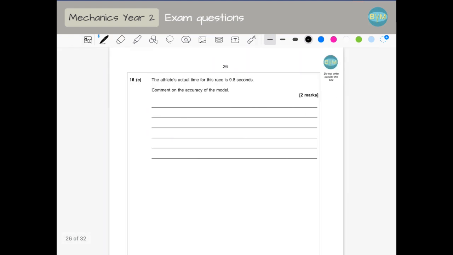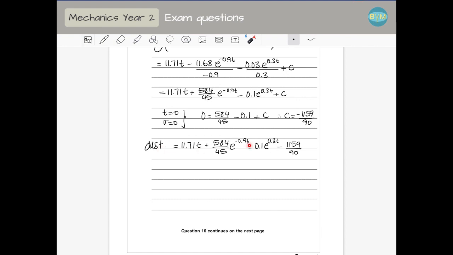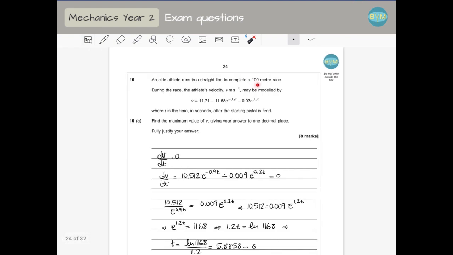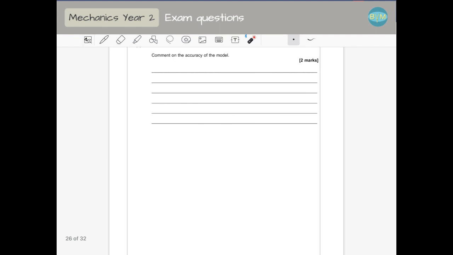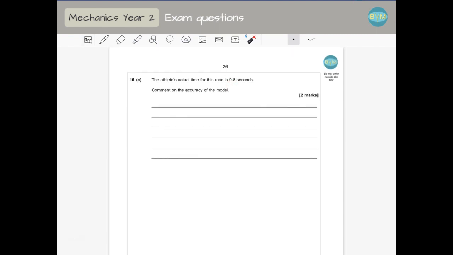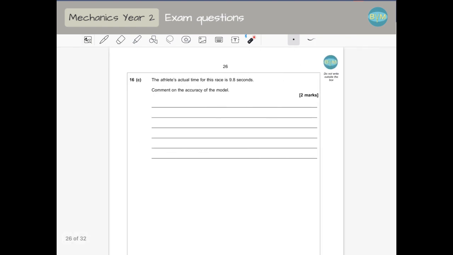And the next part, it says the athlete's actual time for the race is 9.8 seconds, comment on the accuracy of the model. So we have an expression that gives us the distance in terms of the time. We know the distance is 100 meters. So what we can do is substitute the distance by 100 and find the time and check if that's similar or close to 9.8, or the other way around, which I think is easier. Substitute the time. So we substitute the 9.8 and find the distance and compare with the 100 meters. Yeah. So that's what I'm going to do. I'm going to make t equal 9.8 in that equation.